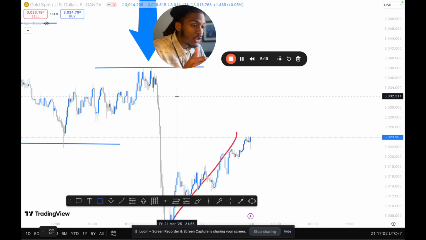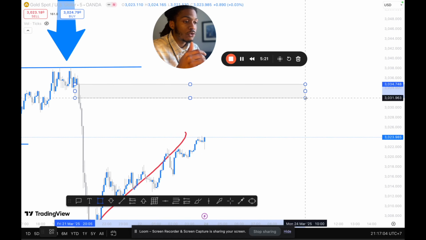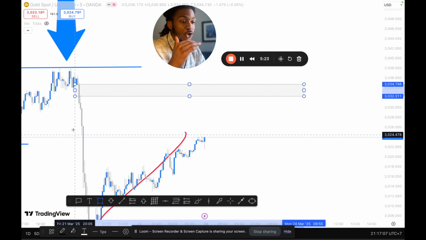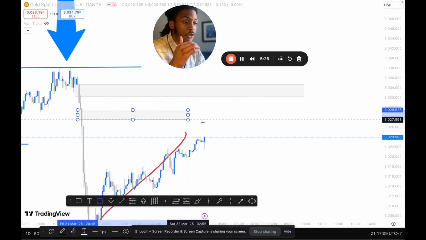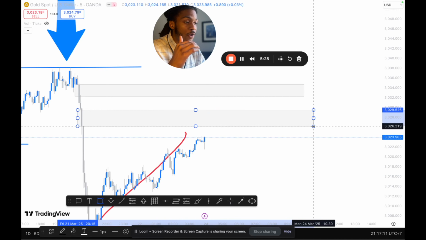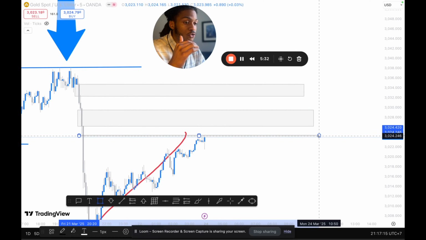So you can choose the highest gap. I know some people have different strategies, but for me, I mark up all the gaps I see. Right now I'm on the 5 minute, and here's how I mark up all my gaps. I mark them up right here, and so there's 3 gaps in total.